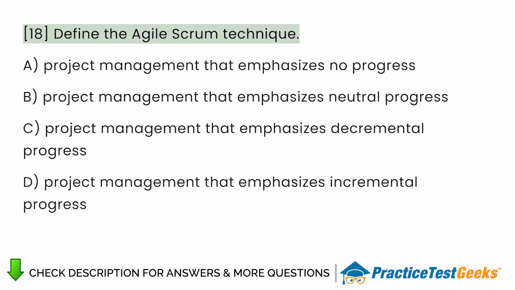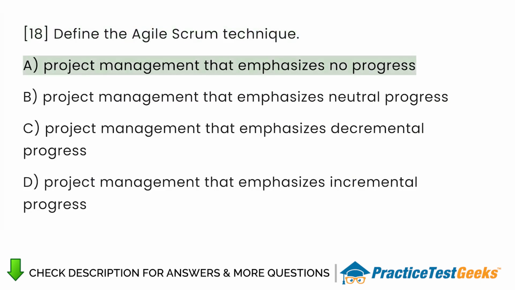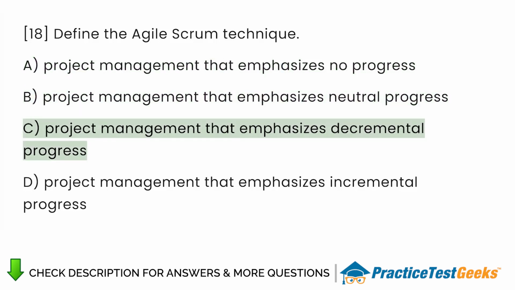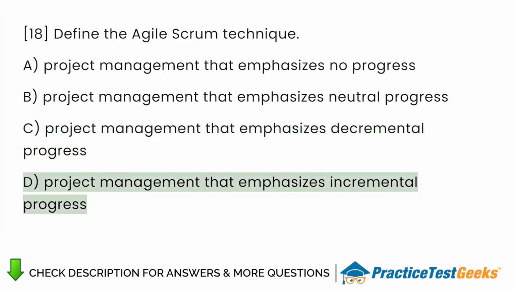Define the Agile Scrum technique. A. Project management that emphasizes no progress. B. Project management that emphasizes neutral progress. C. Project management that emphasizes decremental progress. D. Project management that emphasizes incremental progress.